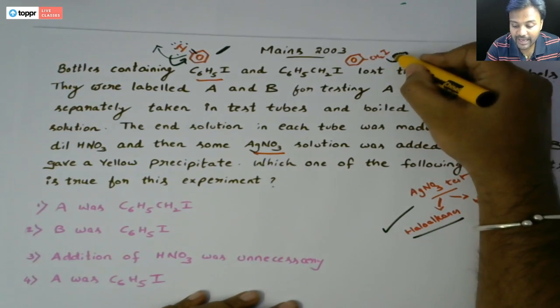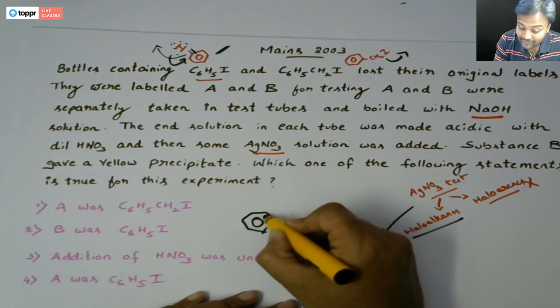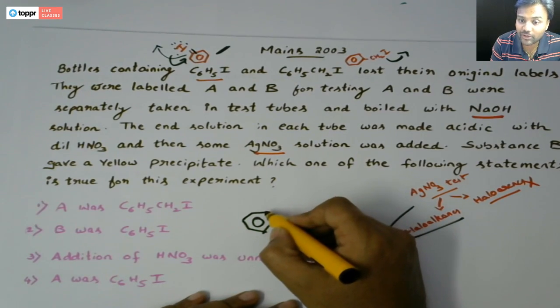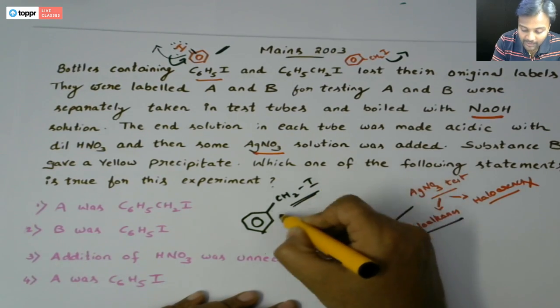See, this is not a haloarene. C6H5, if the halogen is directly attached to the benzene, that gives you a haloarene. This is not a haloarene. CH2I, this is a haloalkane only.